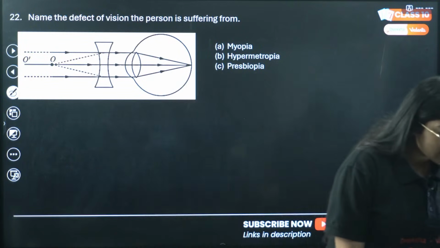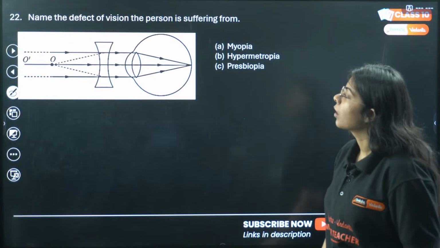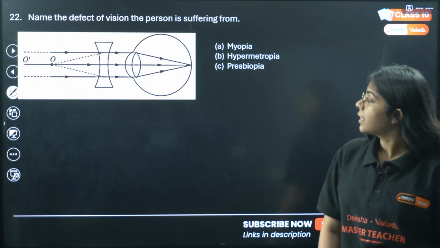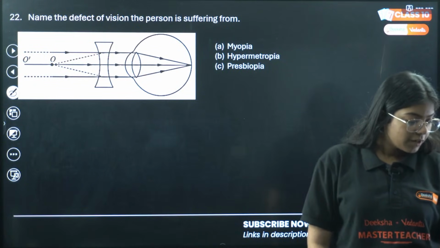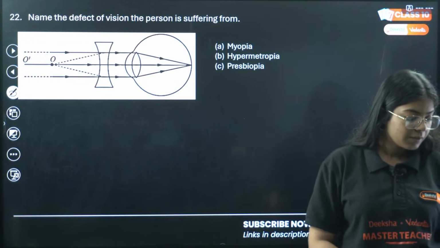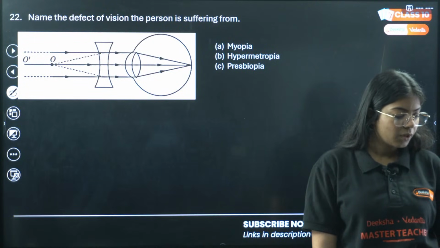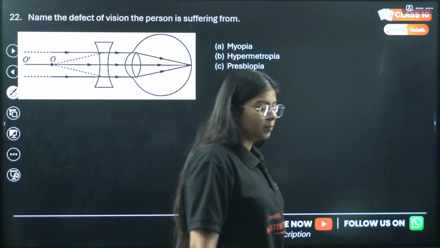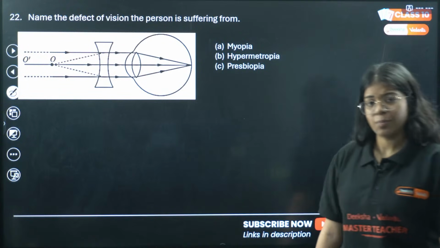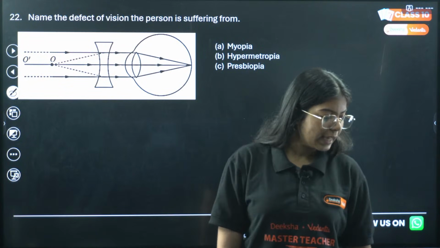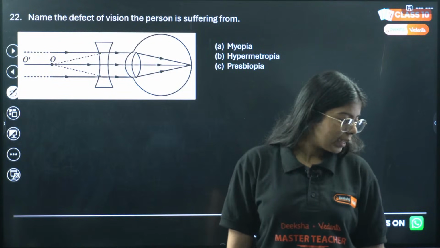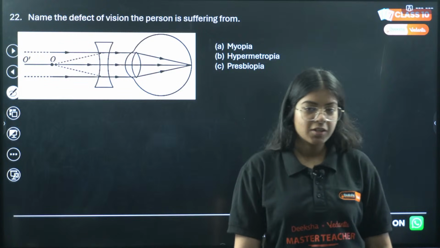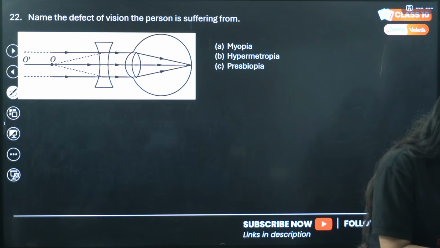Okay, Ascent is saying myopia. Okay, others? Ascent is saying myopia. Verma ji is also saying myopia. Everyone else? What are you thinking? Is it myopia or is it hypermetropia? Or is it presbyopia? A. Piyush is also saying A.